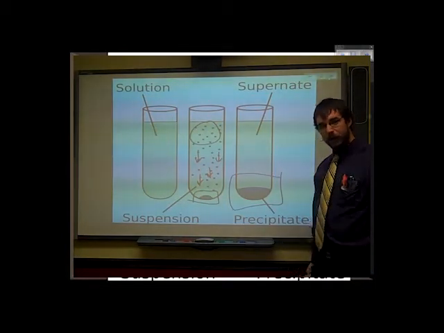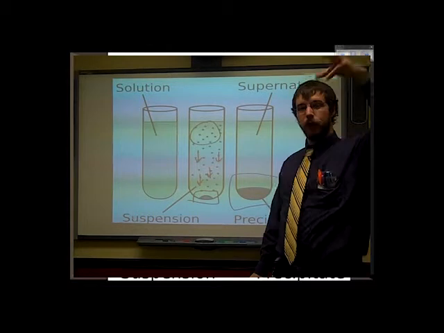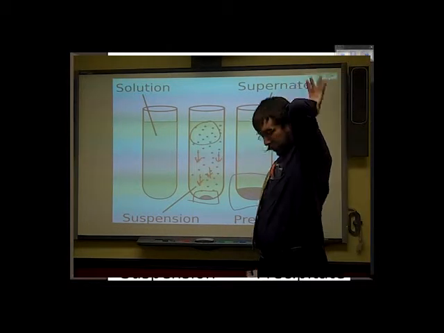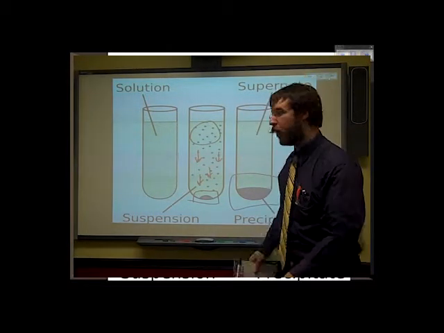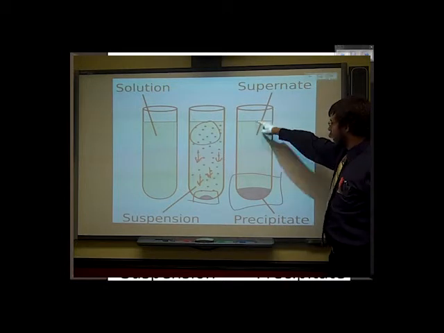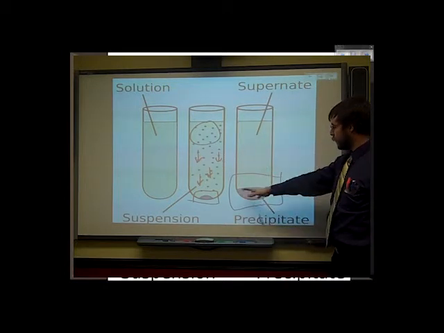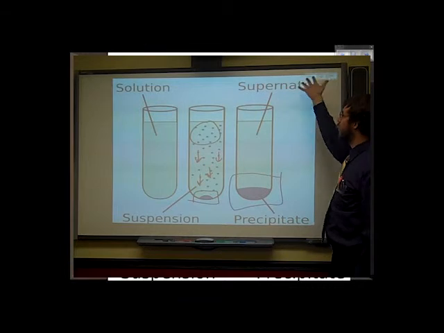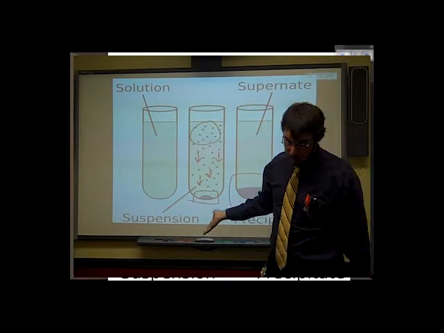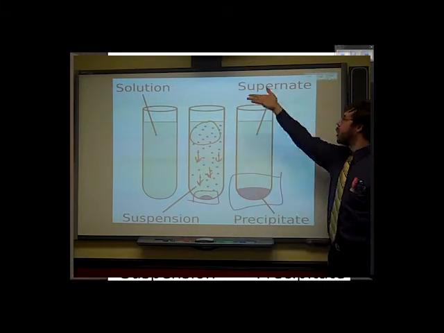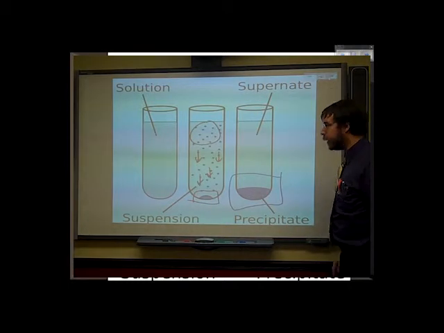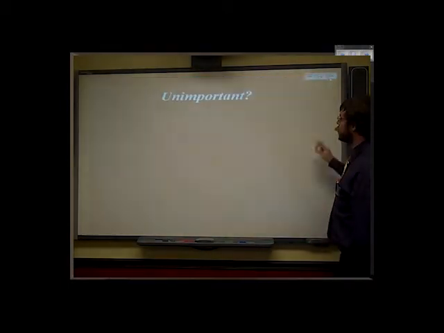Just like rain precipitates out of the cloud. The clouds are solution. It can't hold the rain no more. So it comes on down and makes my basement flood. Same thing here. Now it's all come out. Once all the solute has come out of the solution, that is no longer a solution because it doesn't have anything mixed in. So we call it the supernate or supernatant. If you're feeling like Nate should be a superhero.